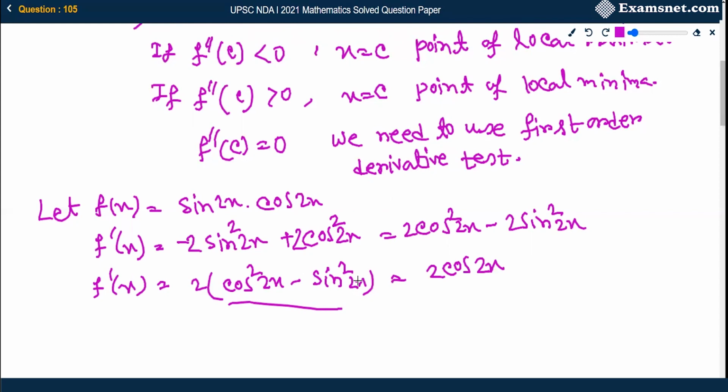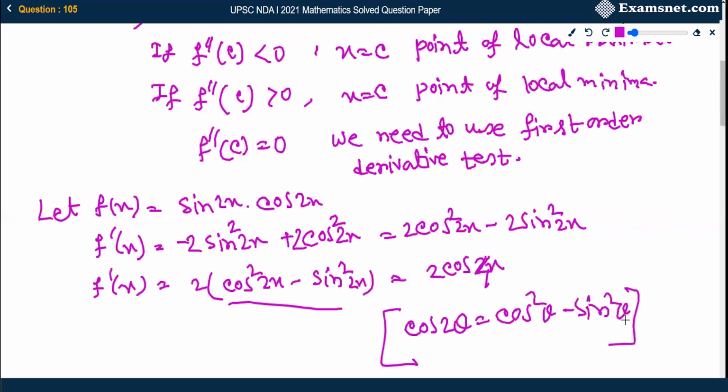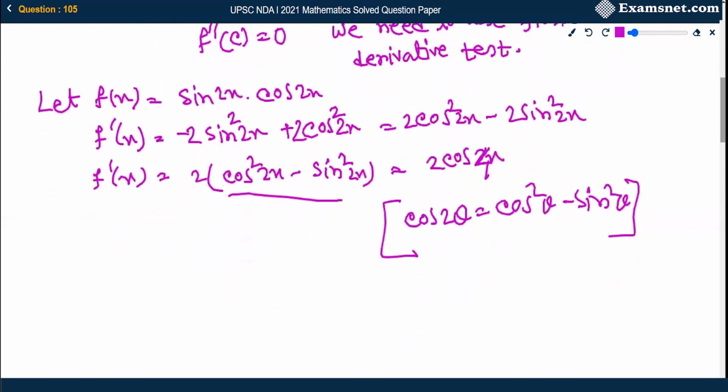The formula is cos 2 theta equals cos squared theta minus sine squared theta. Here in the place of theta we have 2x, so cos 2 theta will be cos 4x. Remember that, make it correct: 2 cos 4x. So f dash x equals 2 cos 4x.